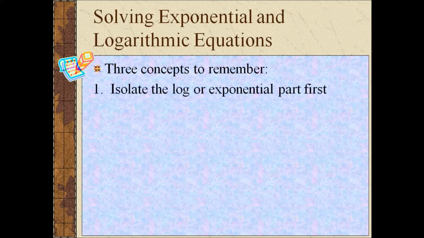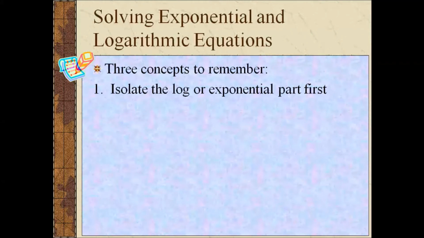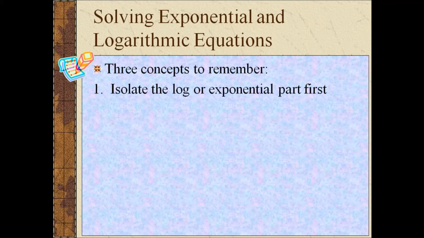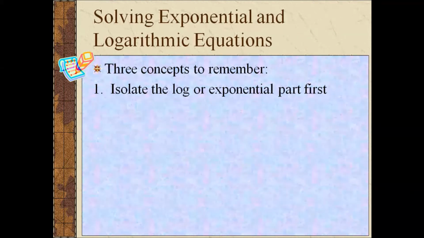Number one, isolate the log or exponential part first. One side of the equation should only be an exponential expression or a log expression. If there's anything added on or multiplied on, we need to get rid of that first.